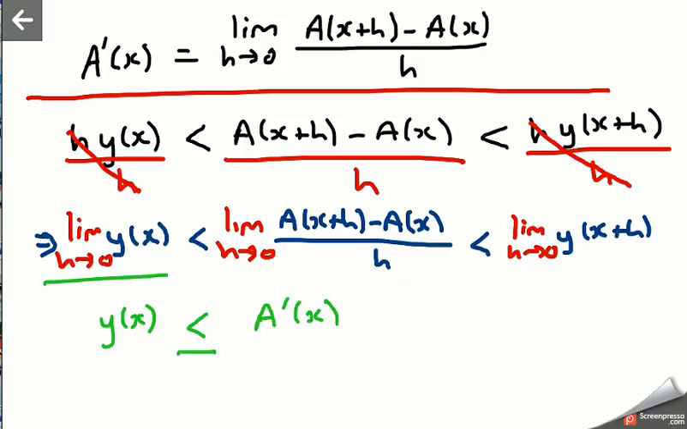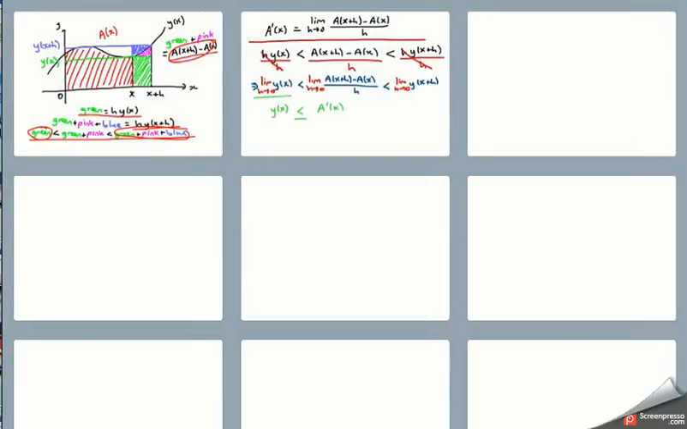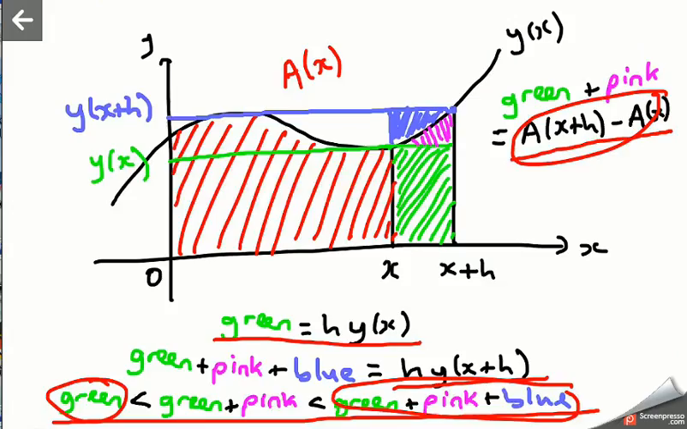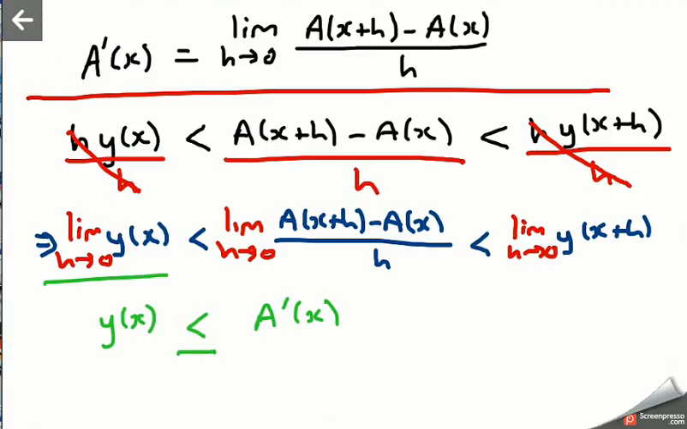And similarly, the limit as h tends to 0 of y of x plus h, well, that one's going to get closer and closer to y of x. If we go back to our diagram, as h gets smaller and smaller, as we get closer and closer to x, clearly the function y is getting closer and closer to y of x as our input variable gets closer and closer to x itself. And so this limit here is actually also y of x.